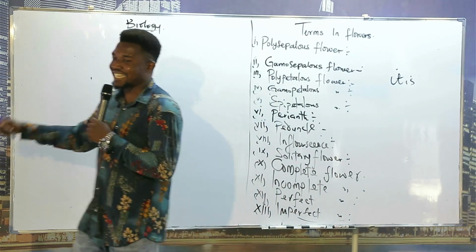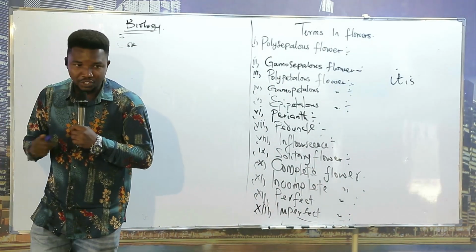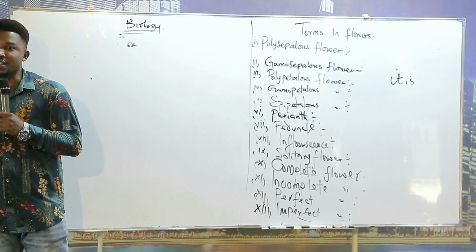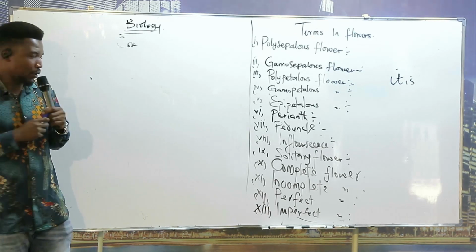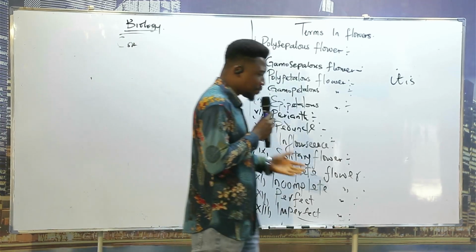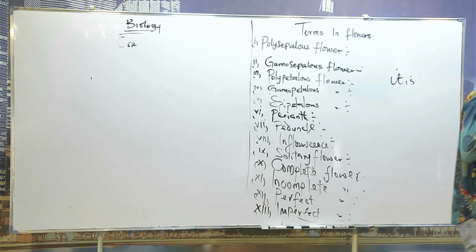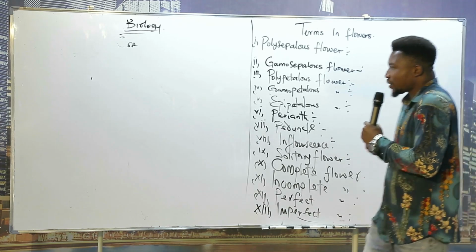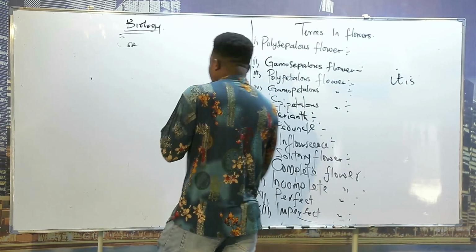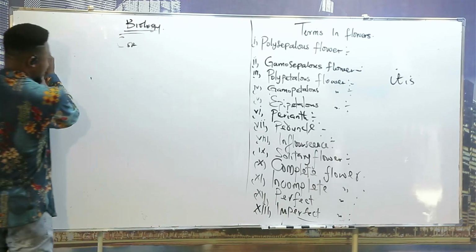So, imperfect flower is a type of flower that has only one of the essential parts of a flower. Do you understand? You know what essential means now? Gynoecium and androecium, right? So when it comes to an imperfect flower, it has one of the essential parts of a flower.